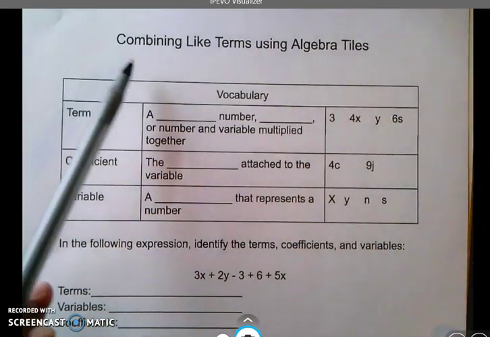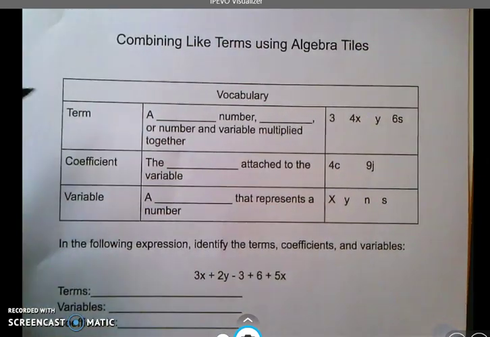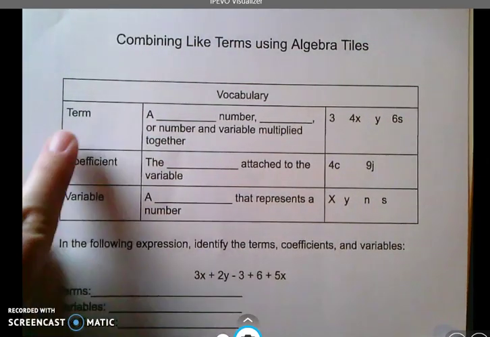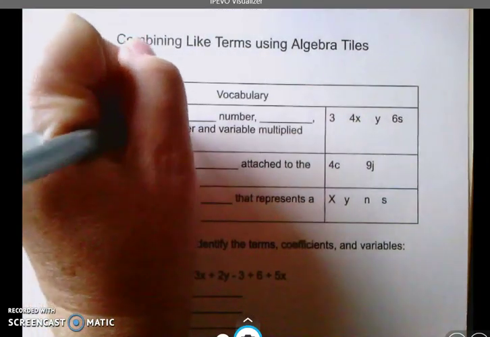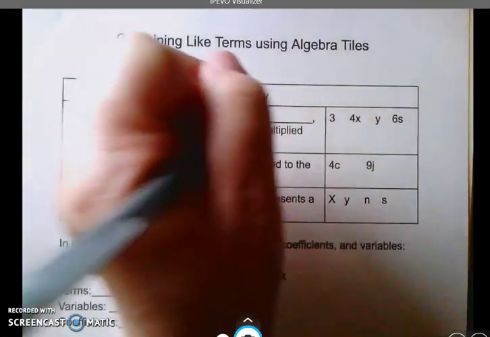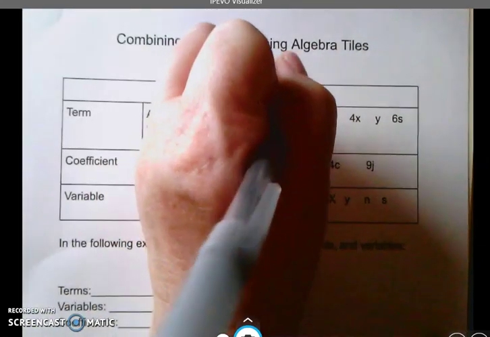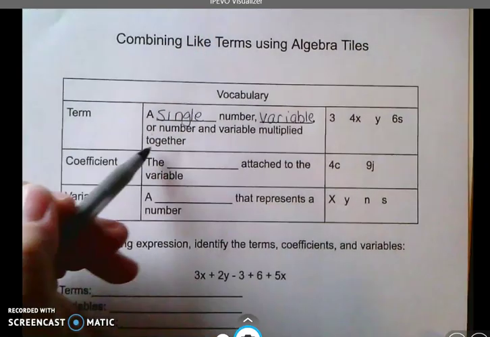Okay, today we're going to combine like terms using algebra tiles. The first thing we're going to do is go over some vocabulary. The first word is term. A term is a single number, variable, or number and variable multiplied together.